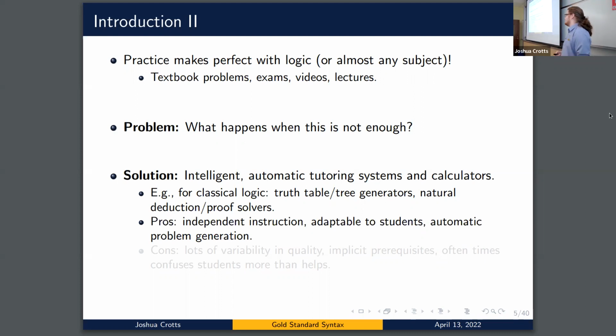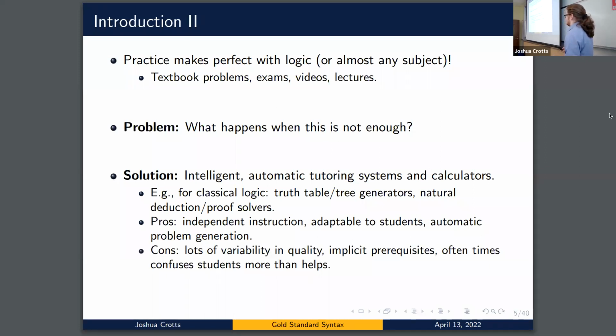So the nice thing about them is that they often give you independent instruction. They can be adapted for a particular student. And you have automatic problem generation, which means that if there's a certain aspect of formal logic that you're confused about, you can get problems tailored to that specific subject and work on that, which is something that textbook problems may not always have.